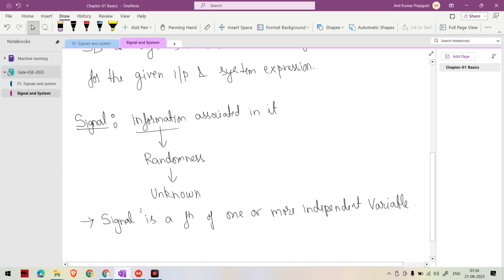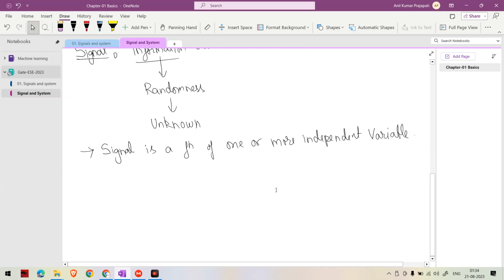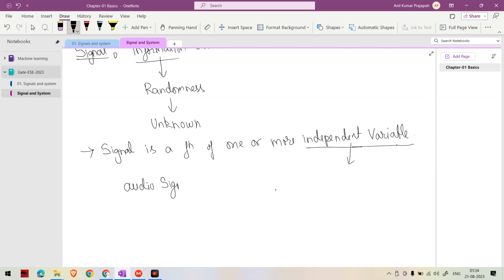So basically, a signal is a function of one or more independent variables. So the question is, what is an independent variable? For example, if I take an audio signal, it basically has two axes. One is time, and the other is amplitude. So the voice signal will vary like this.